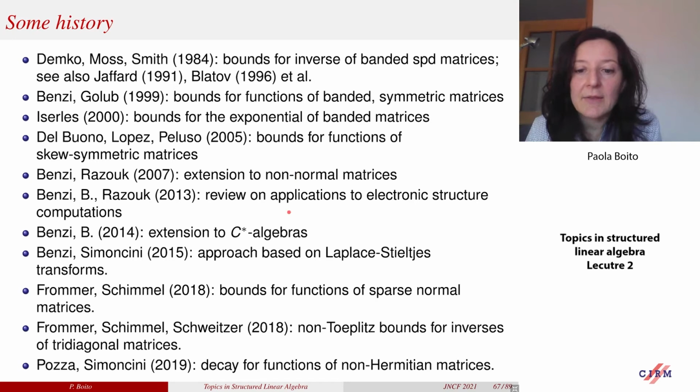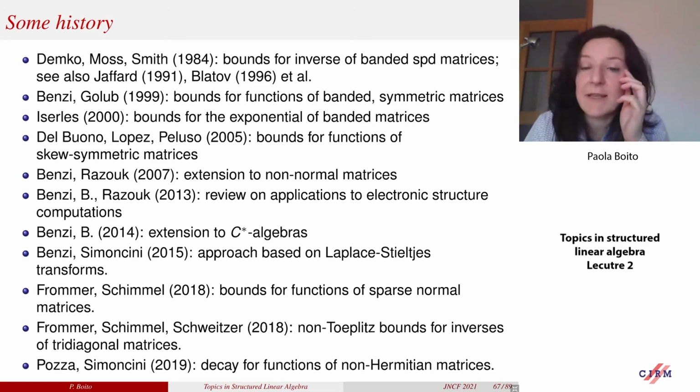Okay, so the problem of computing such bounds on the decay of functions of banded matrices has been examined by many authors. Usually, one of the most cited papers in this regard is the one by Demko, Moss, and Smith, who gave bounds for inverses of banded symmetric positive definite matrices. A similar analysis was also given by Jaffard at the beginning of the 90s. And I have a slide on this later, but I'd like to say this right away.